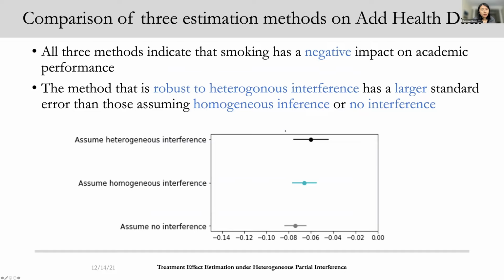Next, we applied the three estimation methods on the Add Health data to study the impact of risky behavior, smoking, on the academic performance. All three methods indicate that smoking has a negative impact on the academic performance. It means even if we account for heterogeneous interference, there's still a significant negative impact, though the point estimate is smaller for this most robust approach. And in addition, the confidence interval for this robust approach is widest, followed by the one that assumes homogeneous interference. And the one that assumes no interference has the largest point estimate and the narrowest confidence interval. So this result is aligned with our bias-variance trade-off.